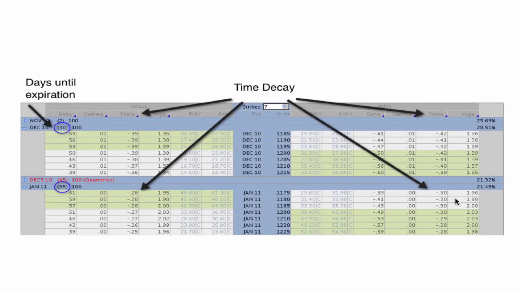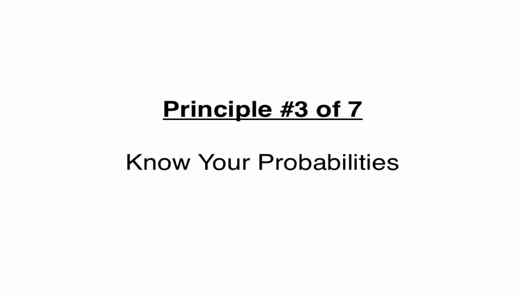The January puts are losing about $30 a day. And as we move into December, the December options are losing about $41, $42 a day. So you can see it's exponentially increasing the amount of losses. So this brings us to principle number 3.